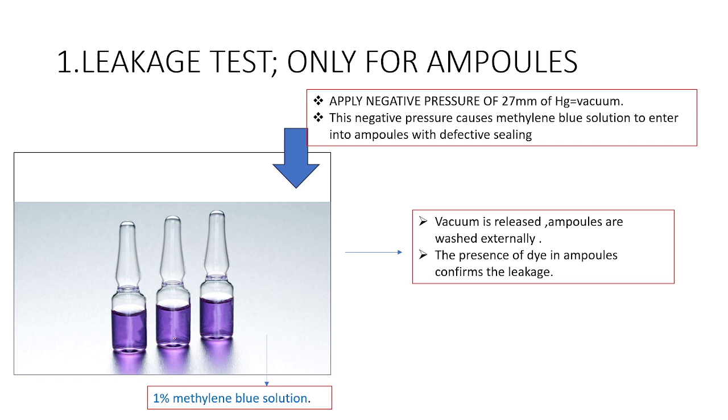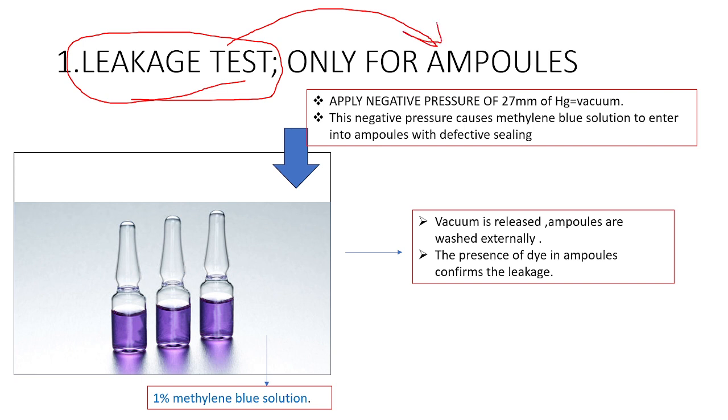The first one is the leakage test. This leakage test is only performed for ampoules. We already know there are unit dose and multi-dose containers. Under the unit dose, ampoules will come.